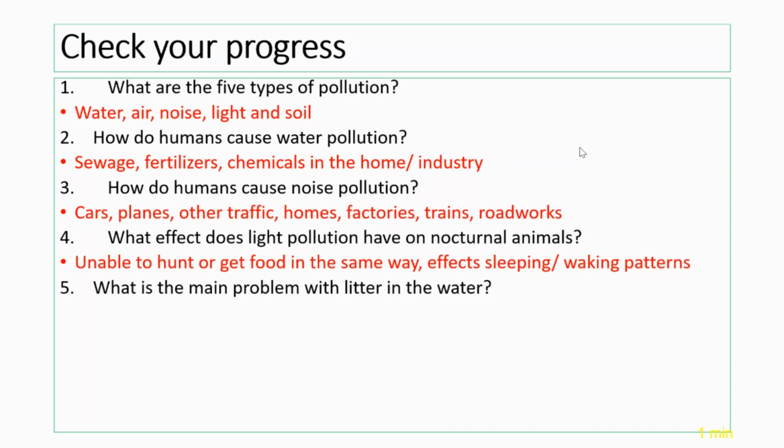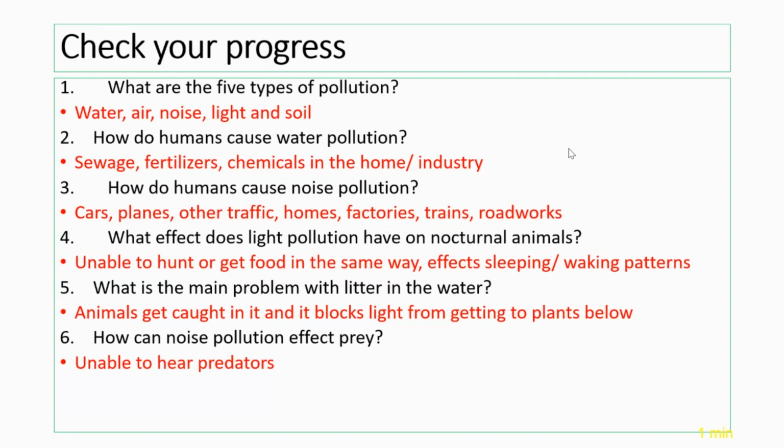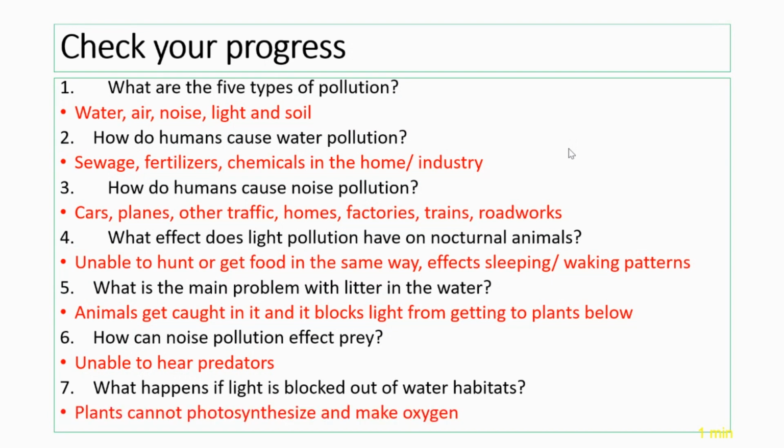What's the main problem with litter in the water? Animals get caught in it and it blocks light from getting to plants below. How can noise pollution affect prey? So they're unable to hear predators. And what happens if light is blocked out of water habitats? So plants cannot photosynthesize, so they can't make oxygen, so the animals in there don't have oxygen to respire, so therefore they die out as well.